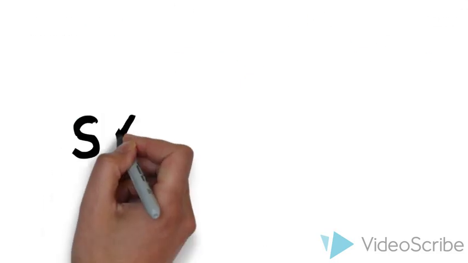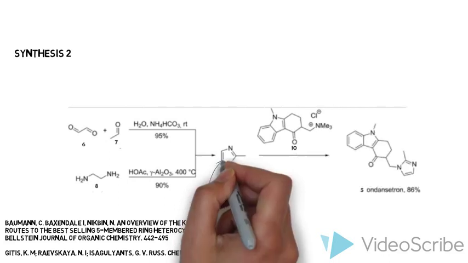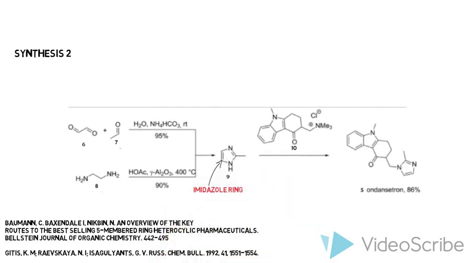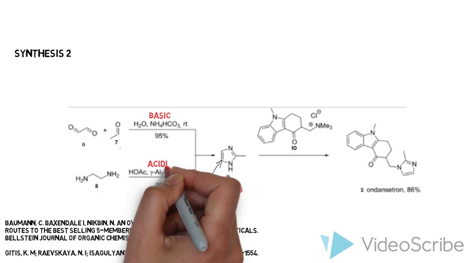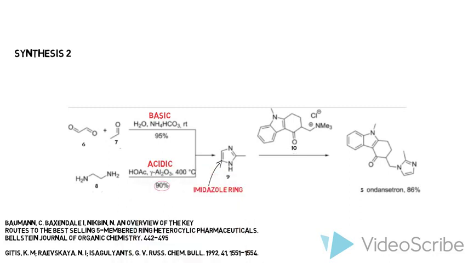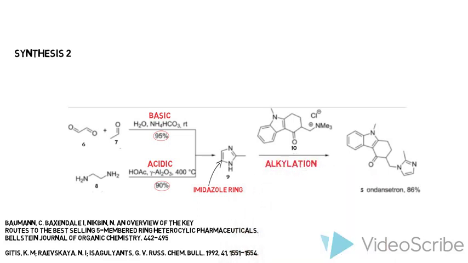Synthesis 2. There are two different methods which can be used to form the imidazole ring shown, which contrasts to the first synthesis in which the imidazole ring was created last. It can use either basic or acidic conditions, and for both of these the yield is particularly high, being from 90 to 95%. Alkylation of the imidazole ring with molecule 10 then goes on to form ondansetron.